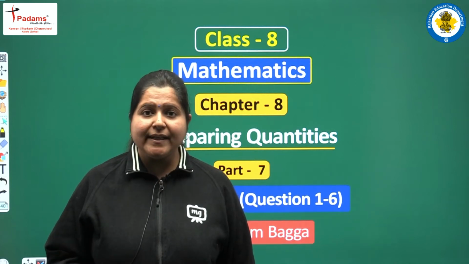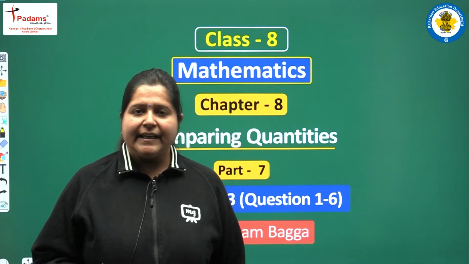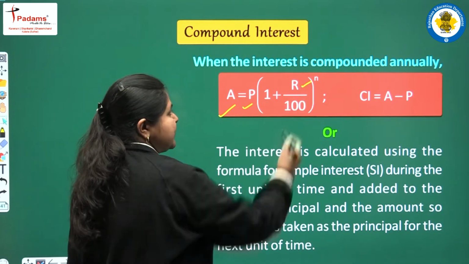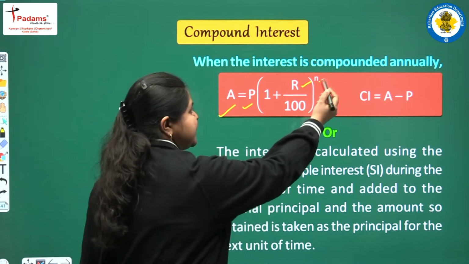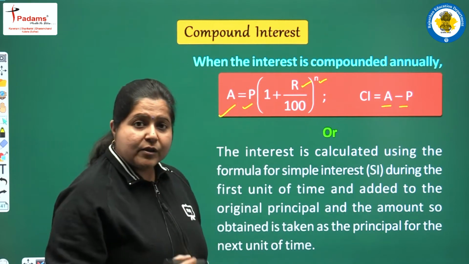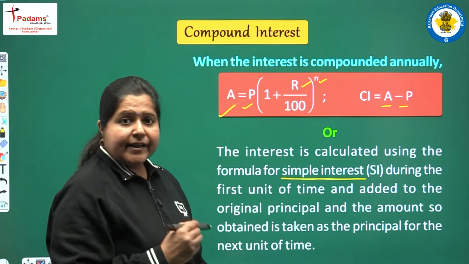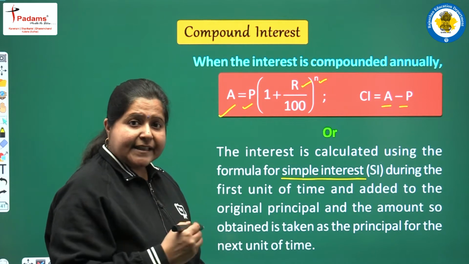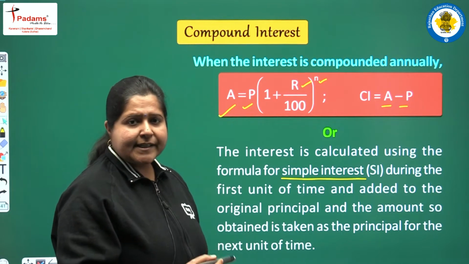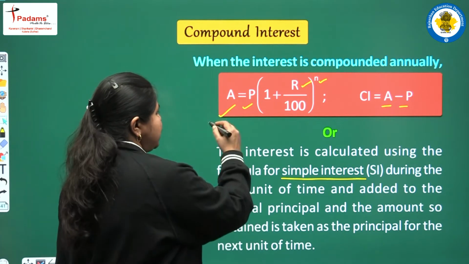In our previous video, we learnt about compound interest and we came to know that it can be calculated by using these formulae. This is the formula for amount given as principal into 1 plus rate of interest upon 100 raised to power n, which is denoting the time here, and then compound interest is equal to amount minus the principal. Also, this compound interest can be calculated by using the simple interest formula. Here we find the interest for the first unit of time and then we add it into the principal to get the new principal for the next unit of time. So we can calculate it by any of these two methods, and obviously it's easy to use the formula, and so we will be using this formula.